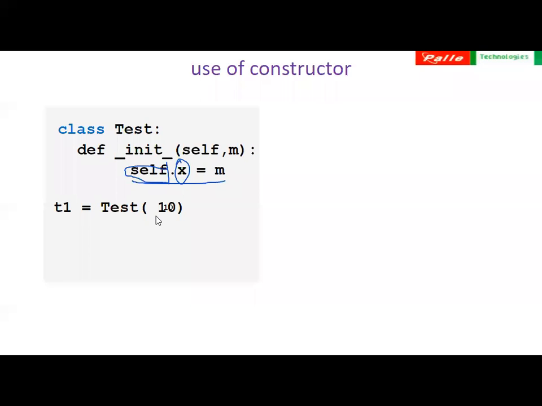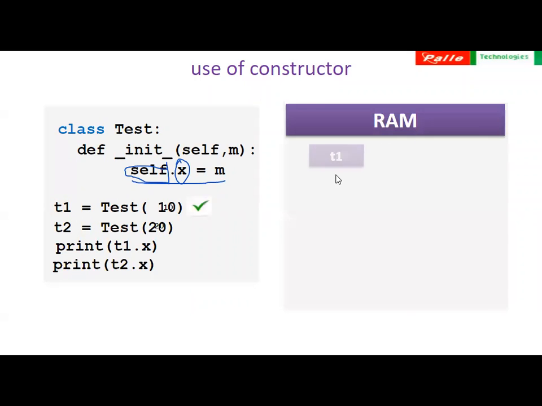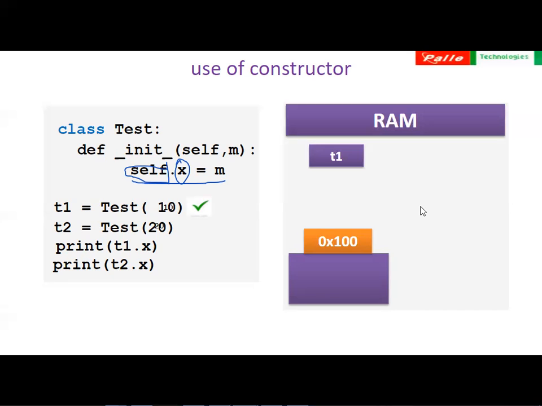Inside the RAM memory, the variable will be created. After the variable, the object will be created. Assume this is the object. Now this object will be given some address. In this init method, do we have any variable? Yes. We have to understand what will happen to that variable x.